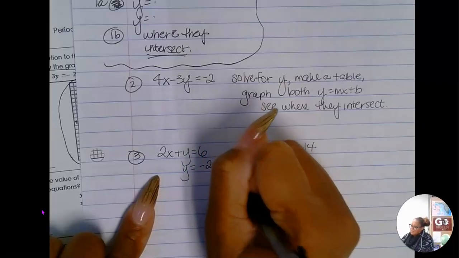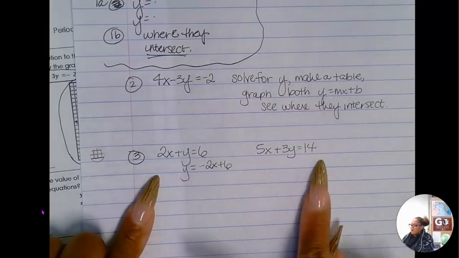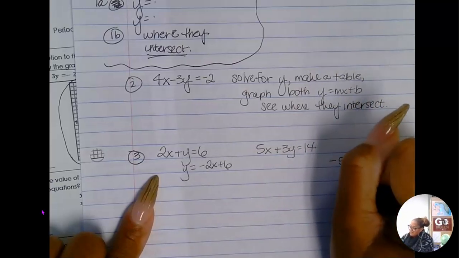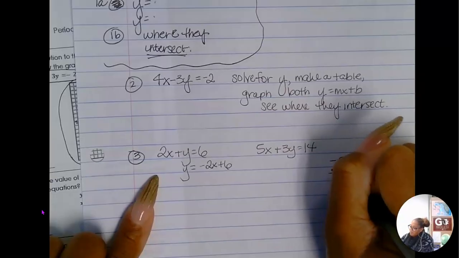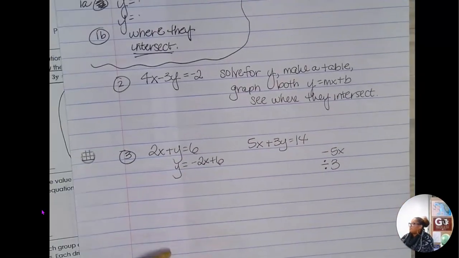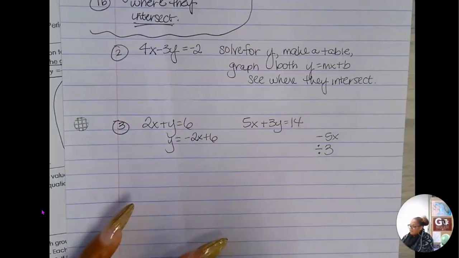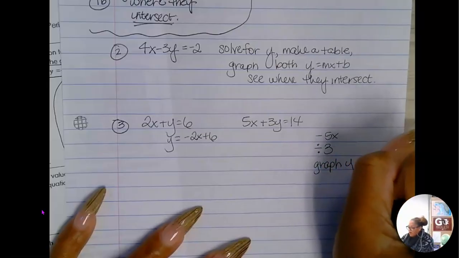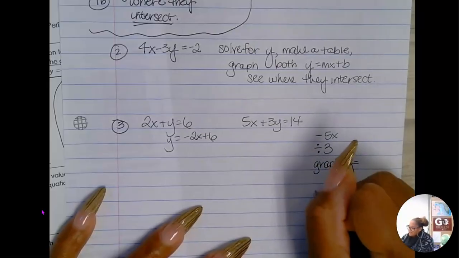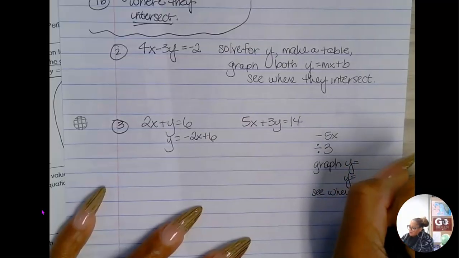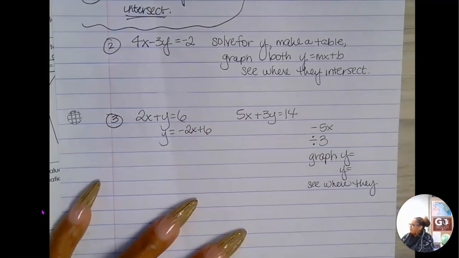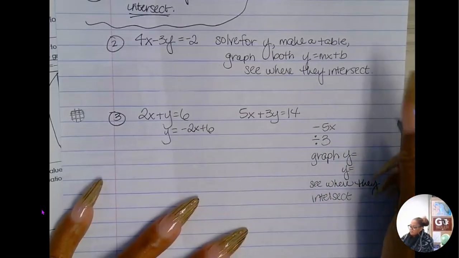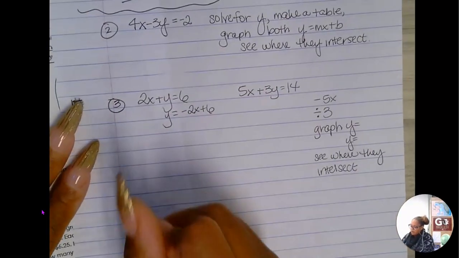Y equals negative 2x plus 6. Now this one requires a little bit more work, but I still need to solve for y by subtracting 5x and then dividing by 3. Not 3y, just 3. Okay? Then I graph y equals, and I see where they intersect. Number 4.